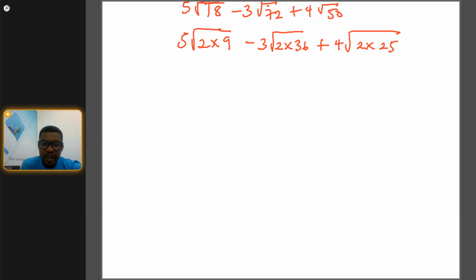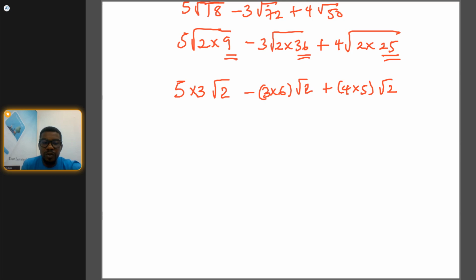If you go further, you're going to get the square root of 9 and the square root of 36, and the square root of 25. You are going to have a value for each. So that will take you to 5 times the square root of 9, which is 3, so you have root 2 left there, minus the square root of 36, which is 6. So you have 3 times 6, put this in brackets, root 2 left, plus 4 times the square root of 25, which is 5, and you have root 2. Okay, so I've solved to this extent again. I'm waiting for you to perfect the solution.